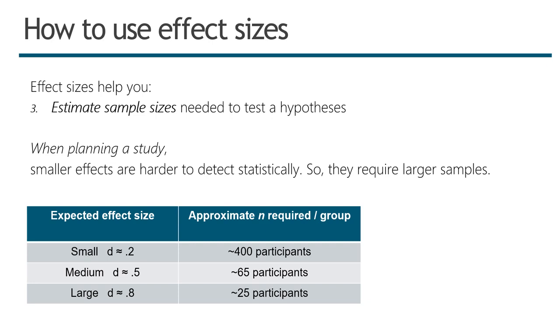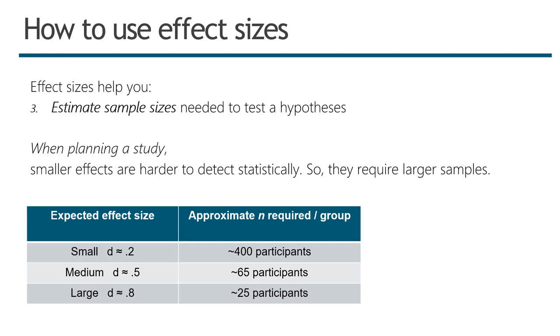If, however, you anticipate an effect size that is medium, something close to a 0.5, you might be able to get by with 65 participants per group. If you're lucky enough to be looking for a large effect, a 0.8 or larger, a sample size of 25 per group would be appropriate.